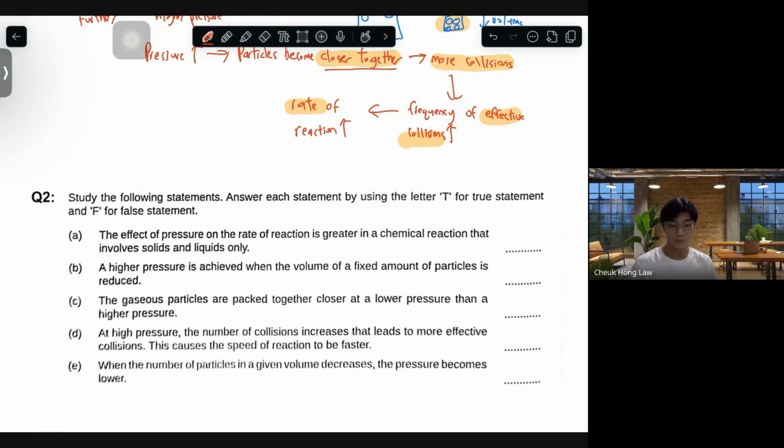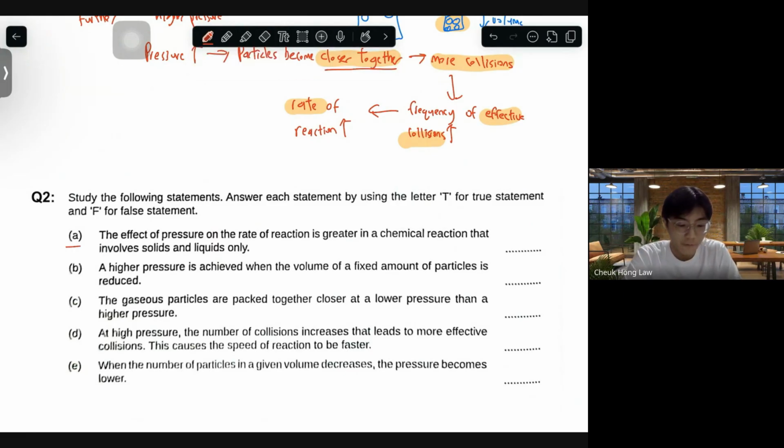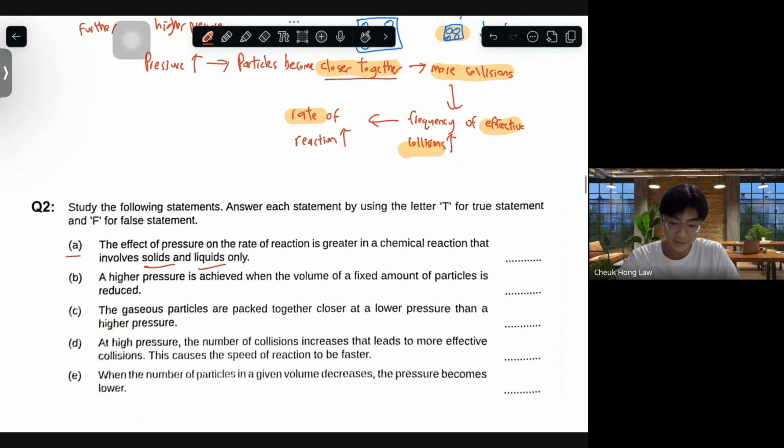Okay, for question 2, since this is a true-false type of question, I want you guys to tell me your answers. We will go from A to E. So study the following statements. Answer each statement by using the letter T for true statement and F for false statement. The first statement: the effect of pressure on the rate of reaction is greater in a chemical reaction that involves solids and liquids only. True or false? Okay, Sharinte said false.